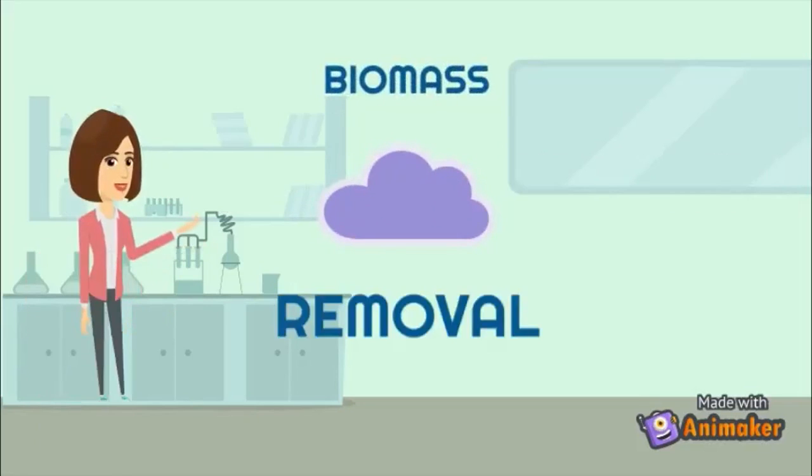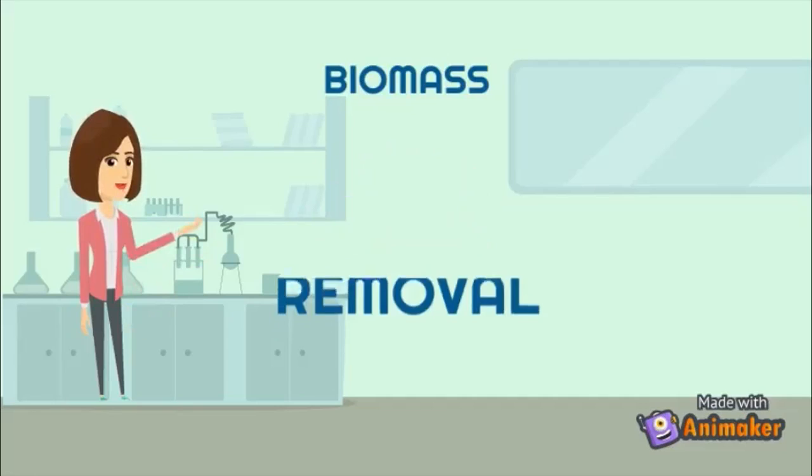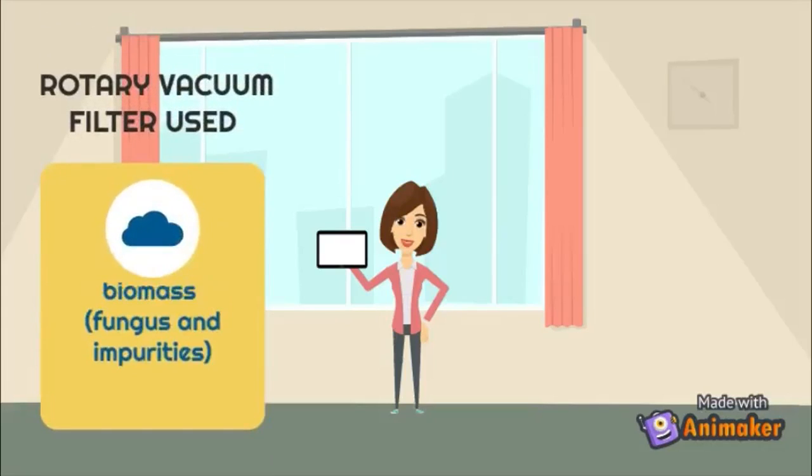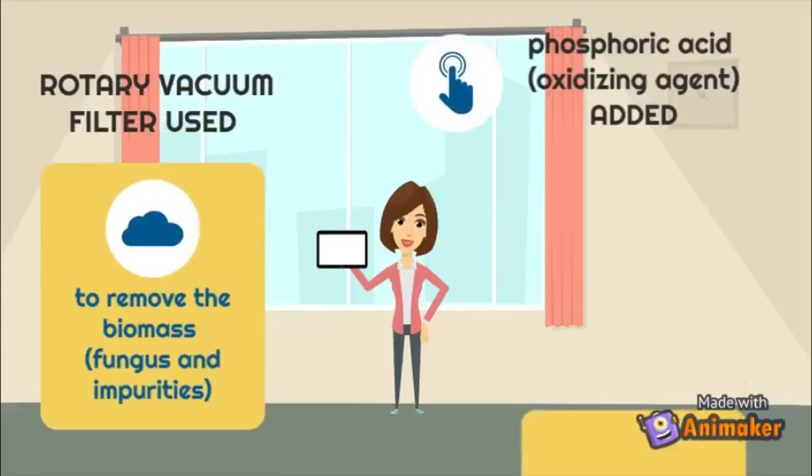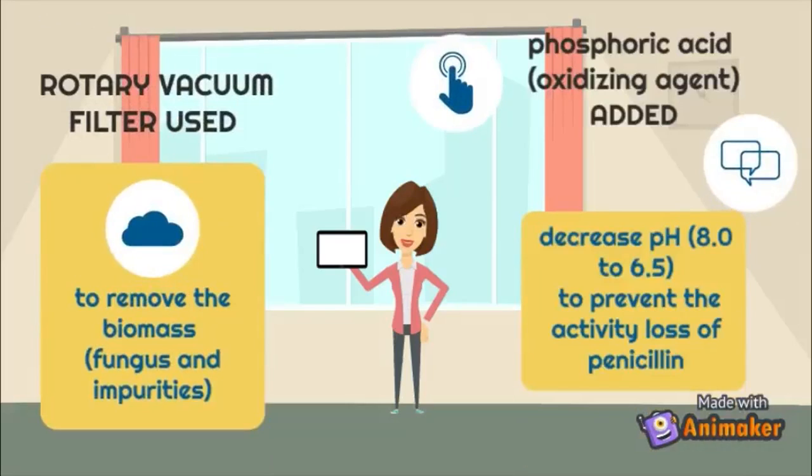Next, we move to biomass removal. The biomass removal is used for separating the impurities from the culture medium containing the Penicillium product. A rotary vacuum filter is used to remove the biomass such as fungus and impurities which contain the penicillin from the culture. After filtration, phosphoric acid, which acts as the oxidizing agent, is added to decrease the pH from the initial 8.0 to 6.5 to prevent the activity loss of penicillin.